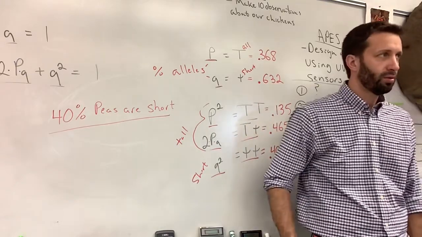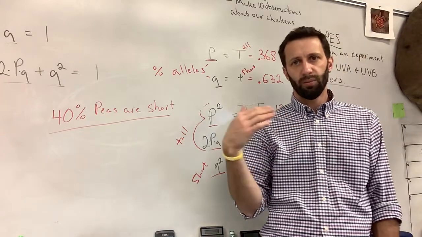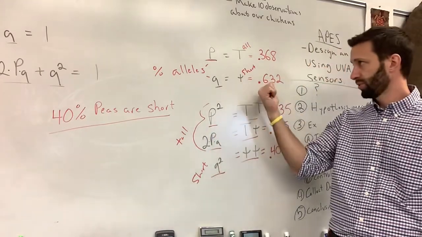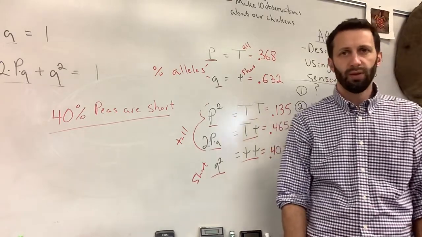63%. So out of all of those pea plants and that trait for height, the percentage of short alleles is 63%, just like the percentage of dominant alleles is 37%.